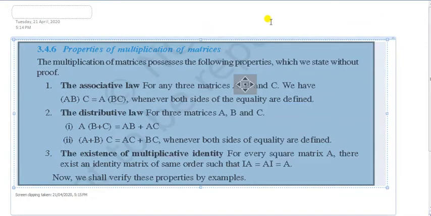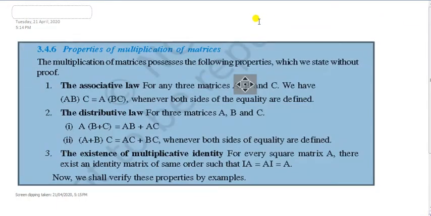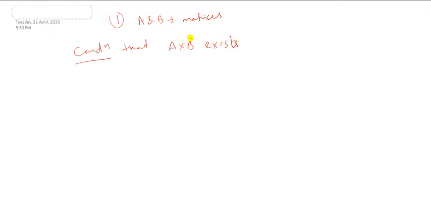Let's come to some of the properties of matrix multiplication. Before learning the properties, let me tell you how to multiply matrices and what the basic condition of multiplication of matrices is. For that, remember, number 1: for any two matrices A and B, there is a condition for A into B to exist. A into B, or AB, you can write.